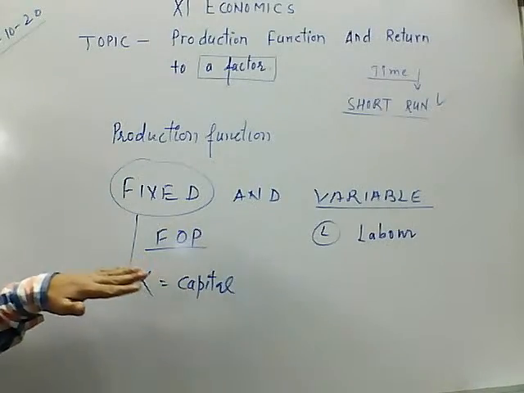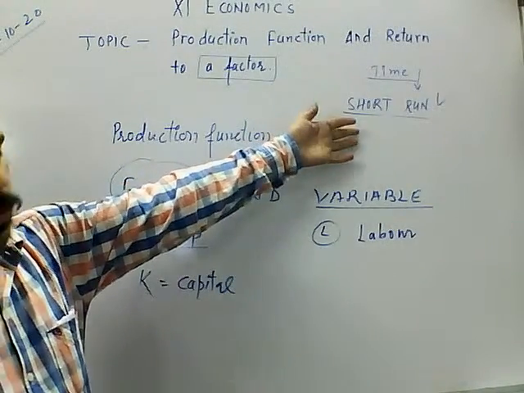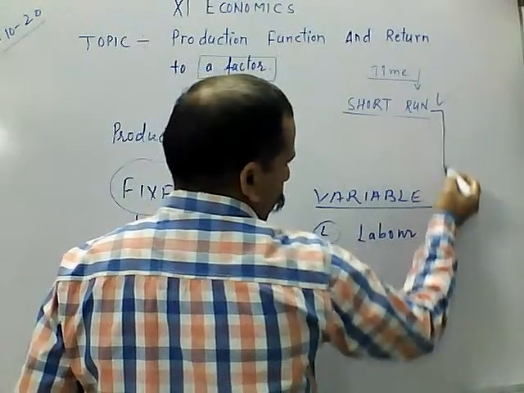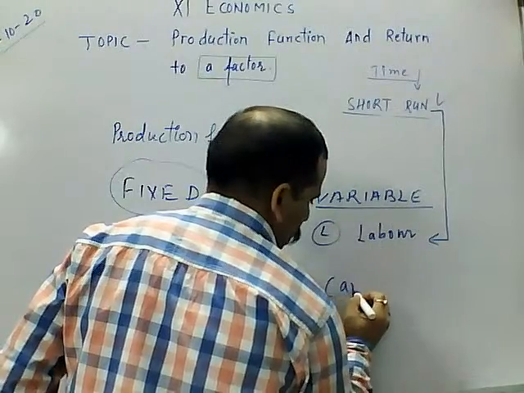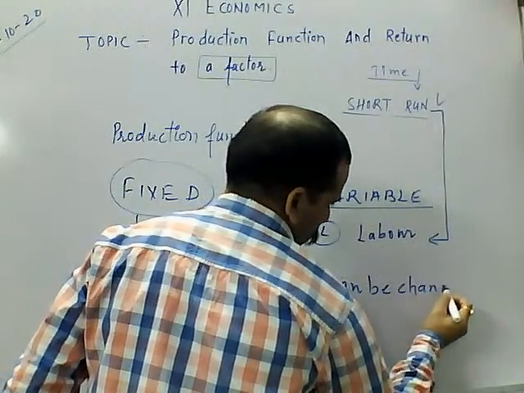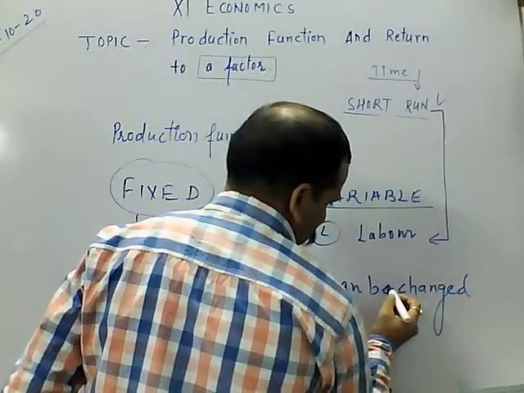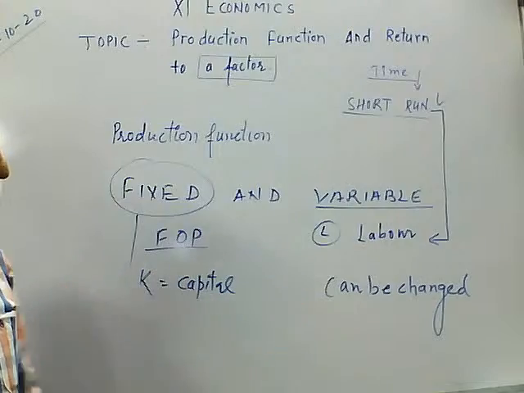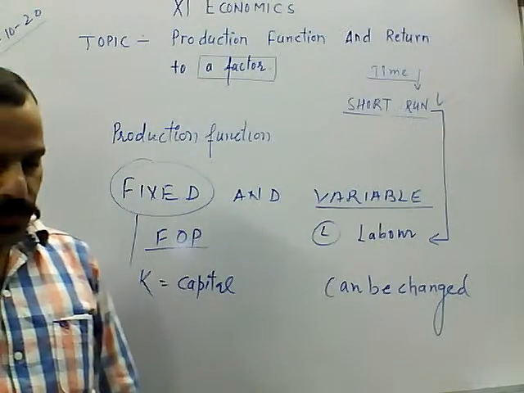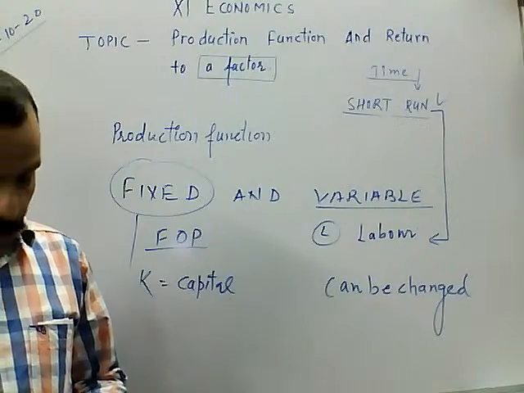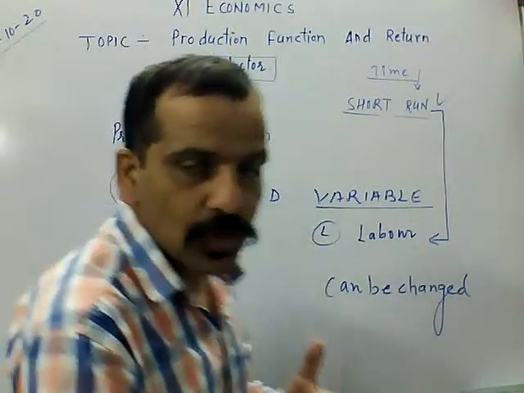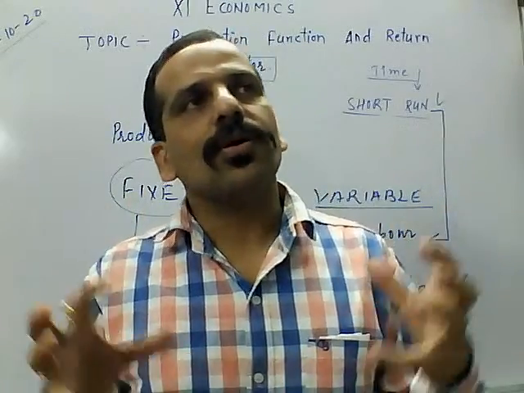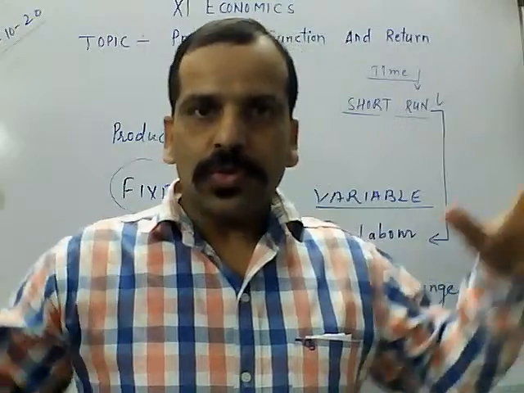So in this I taught you that in the shorter run, in the shorter period of time, you can change only labor. In the shorter period of time, labor can be changed. So I shared one example with you. Let's say your company is making toys or gifts, or some decorated items. Got it?